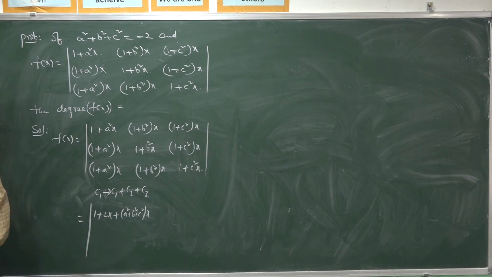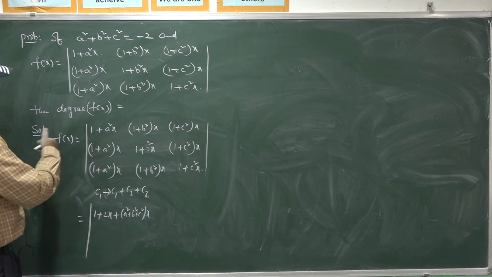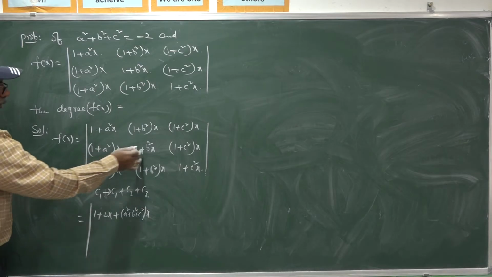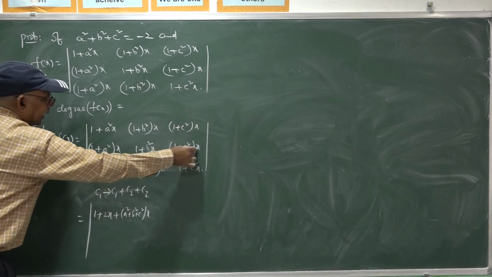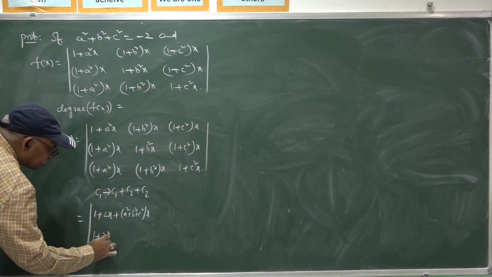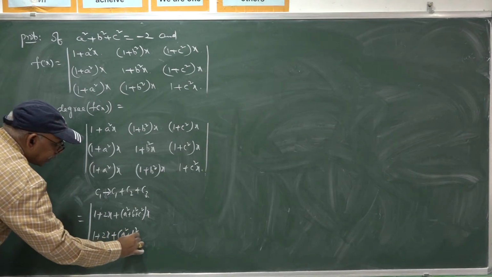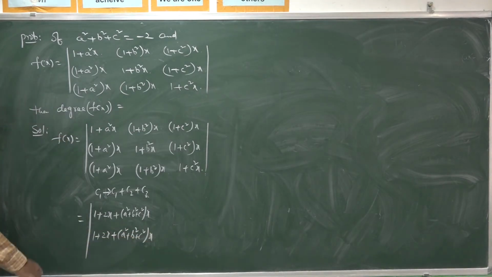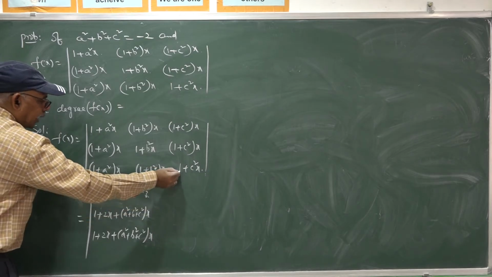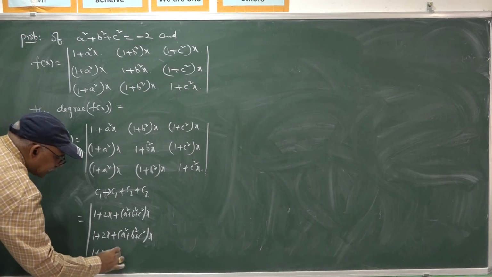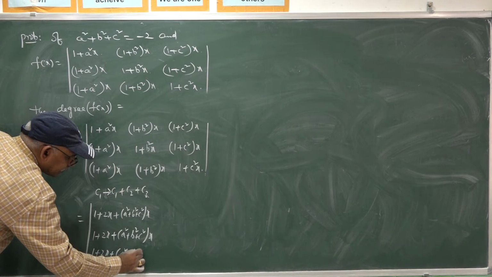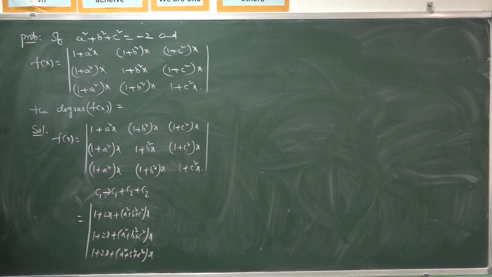I am writing the sum of all the elements in column 1. Similarly, adding this one, x here, 1 here, x. So this is also 1 plus 2x plus a square plus b square plus c square x. Once adding this one, this is also 1 plus 2x plus a square plus b square plus c square x. The column 1 elements become 1 plus 2x plus a square plus b square plus c square into x.